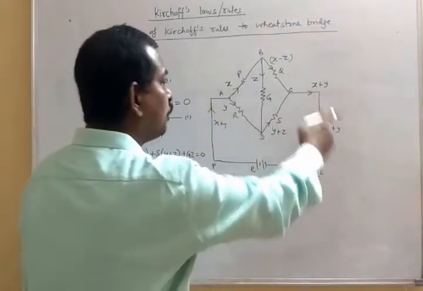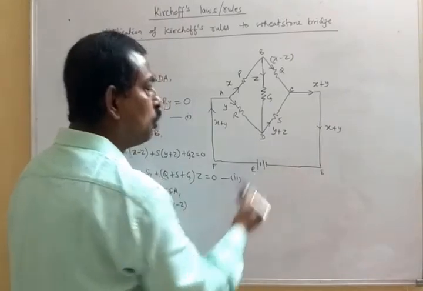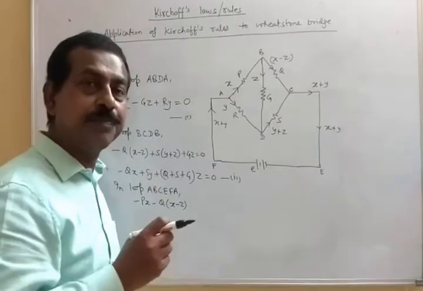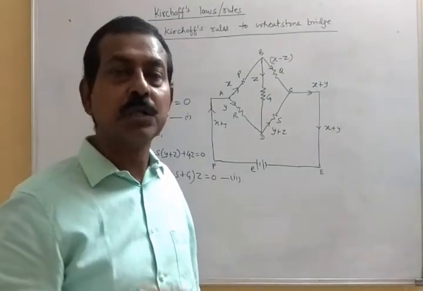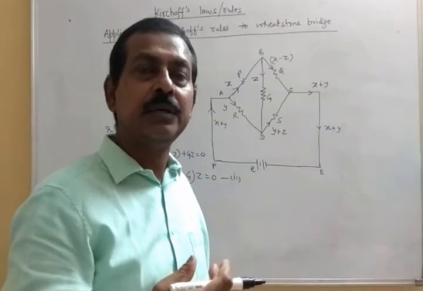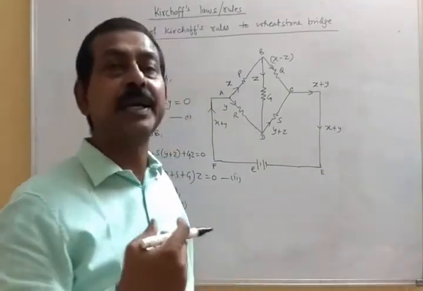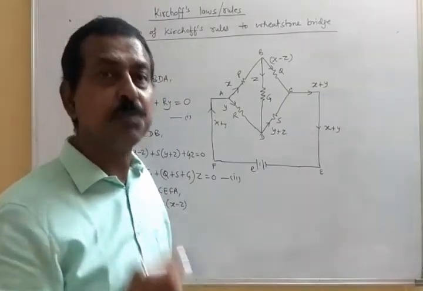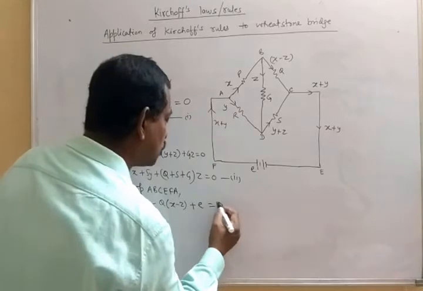And when we are moving from E to F, we are going from the negative terminal to the positive terminal of the cell. So this time we'll take the EMF as positive, because when we pass through the cell from negative to positive terminal, then we take the potential difference as positive, as we have taken rise in potential as positive. So this will be plus E equals to 0.